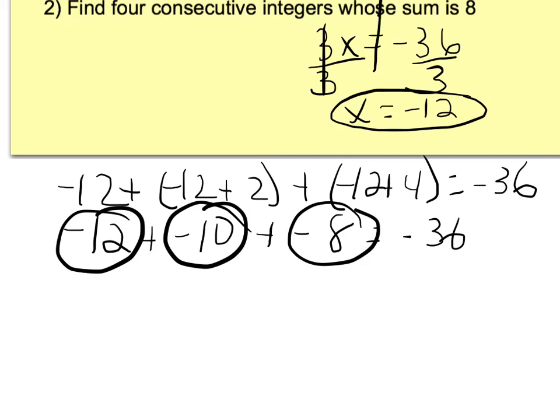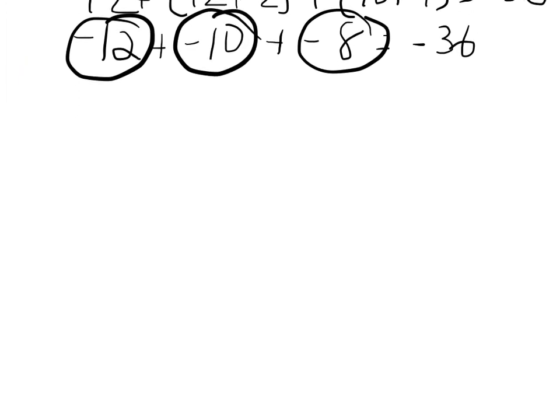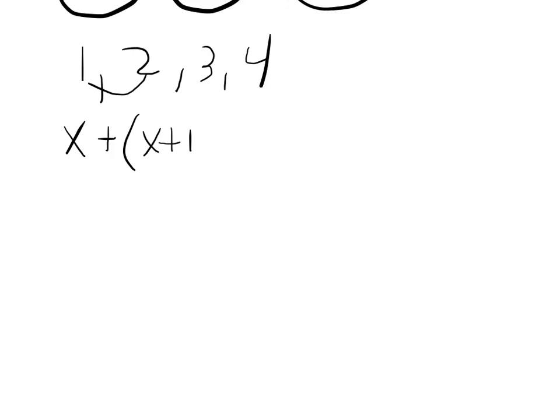Alright, so for number 2, it says find 4 consecutive integers whose sum is 8. Okay, so this one's going to be a little bit different. Okay, so I want 4 consecutive integers. They don't have to be even or odd. So these are consecutive integers, correct? Okay, so there are 4 of them. So that means that the first one would be x. The second one, 2 is just 1 bigger. So x plus 1.